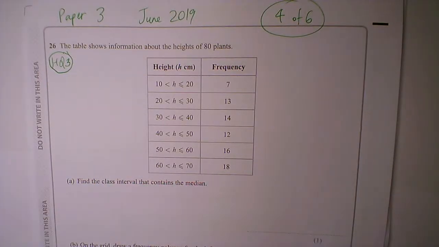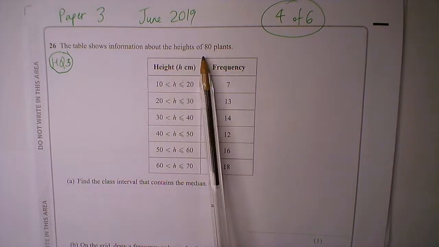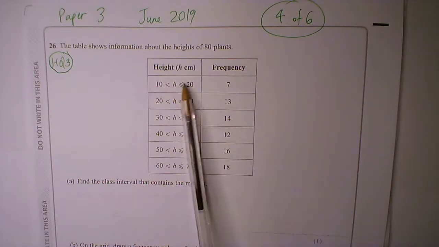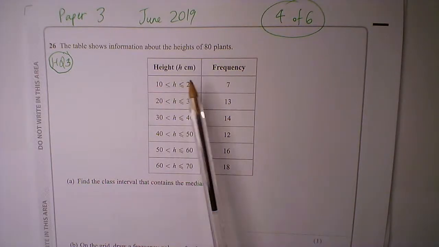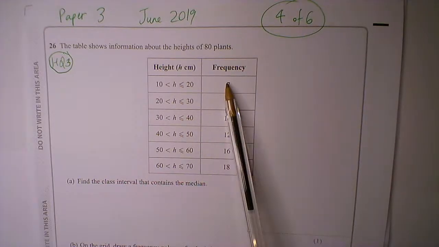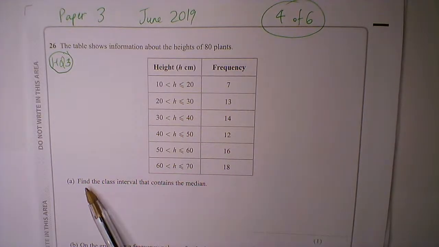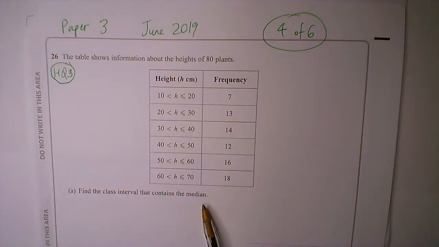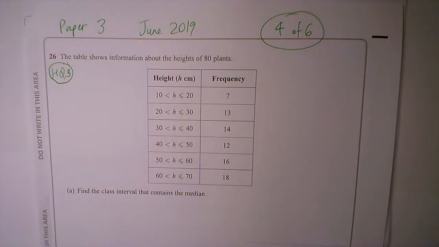Right, the table shows information about the heights of 80 plants. We've got height. This time we have a class interval of 10 to 20 and a frequency of 7. So you have these class intervals and you have different frequencies. Find the class interval that contains the median. So that's what we are doing. Now we're going to ignore part B because that's not relevant for today.